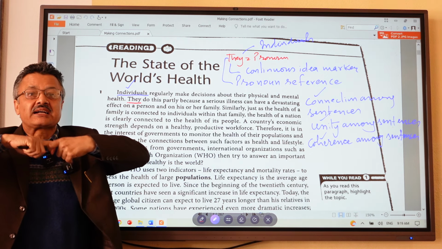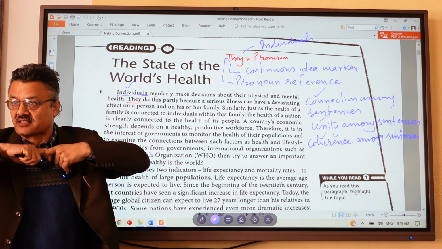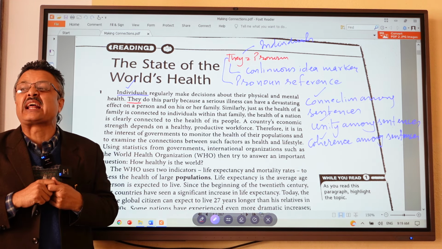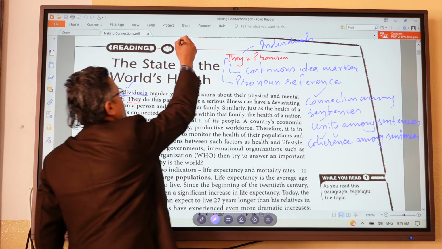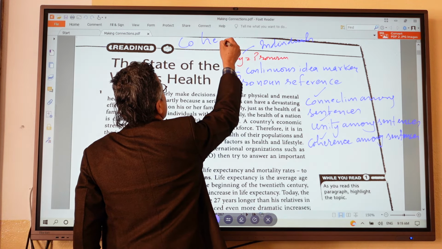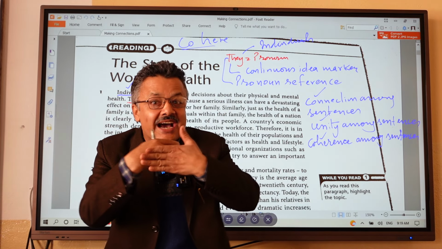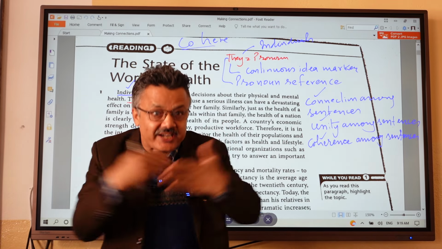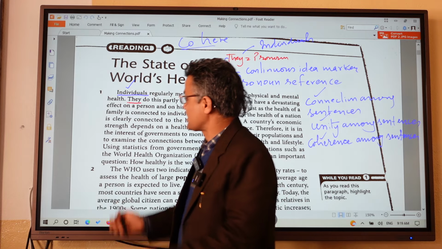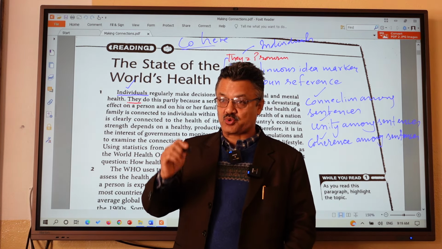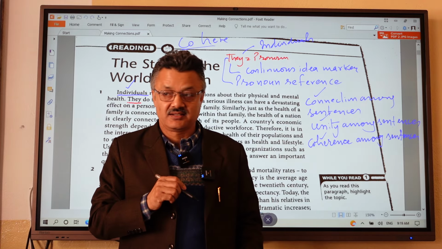And such a link is called unity in writing. What do we call it? Unity in writing. We also call it coherence in writing. Coherence comes from C-O-H-E-R-E, cohere, to go together. Sentence one and sentence two cohere. They go together, they fit together. Because the pronoun in sentence two refers to a noun in sentence one.